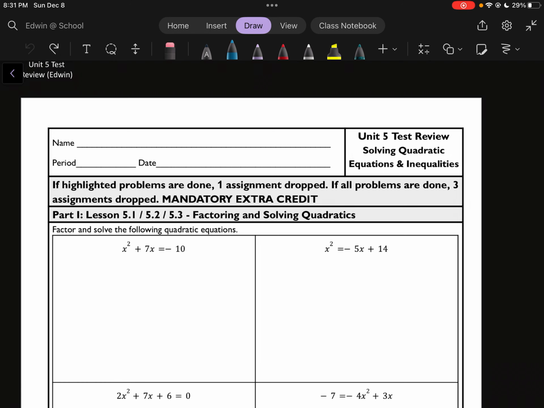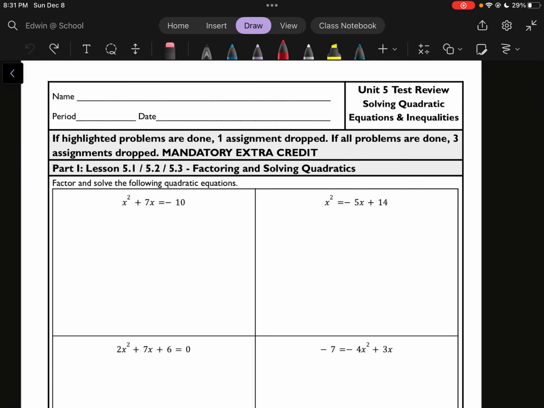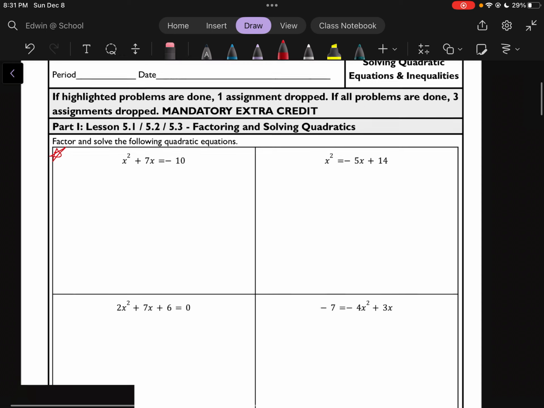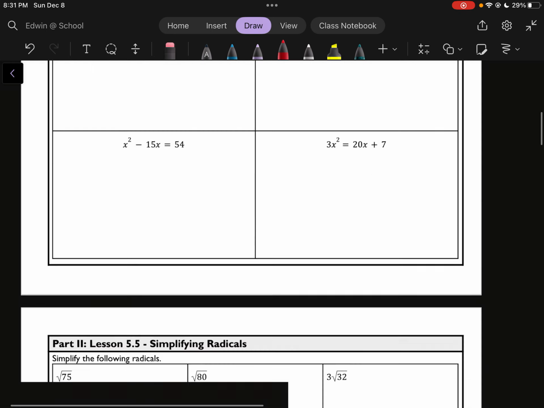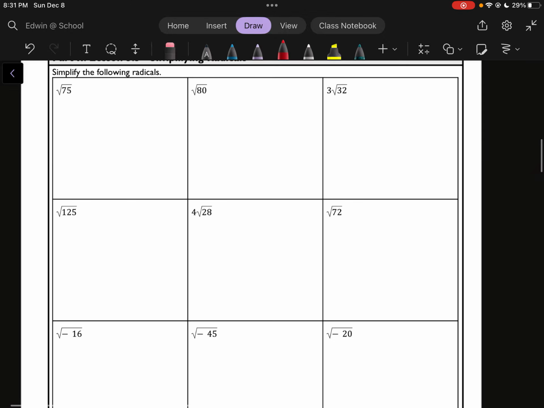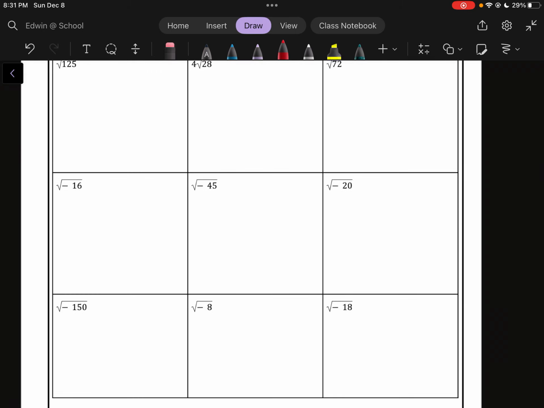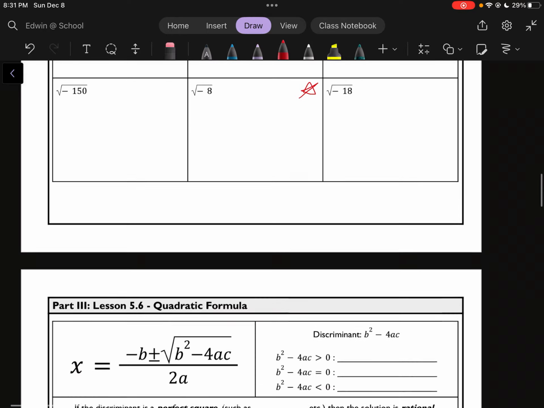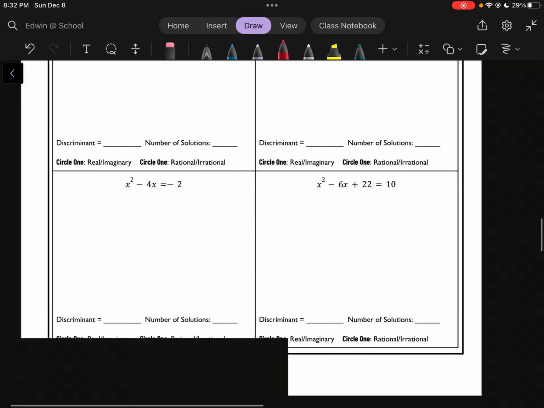So this first line says, if highlighted problems are done, then one assignment is going to be dropped. So let me highlight those problems. It's going to be this first one, and this fourth one in the bottom right. And then I wanted to do the first one, the third one, this one and this one, and then the first and last one.